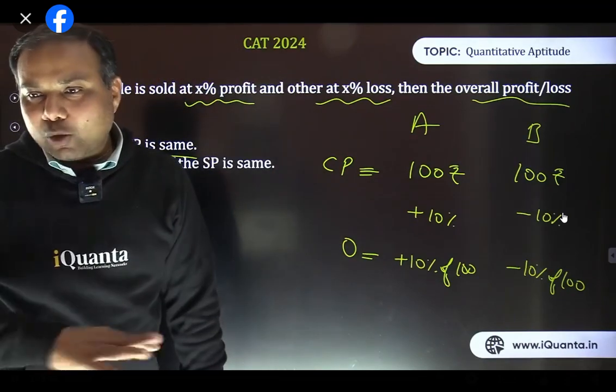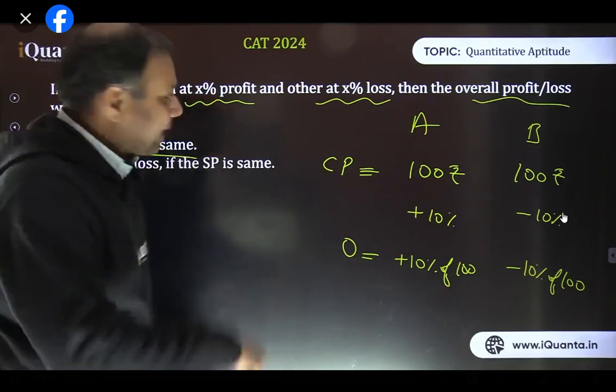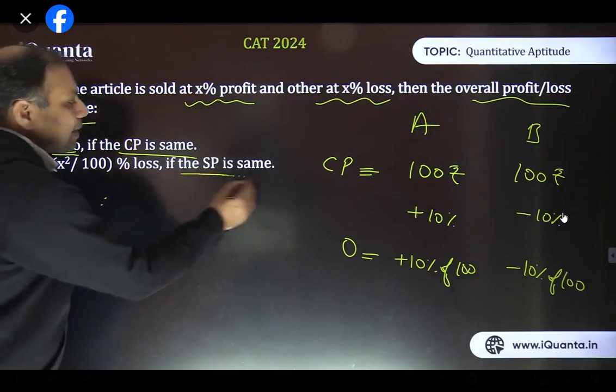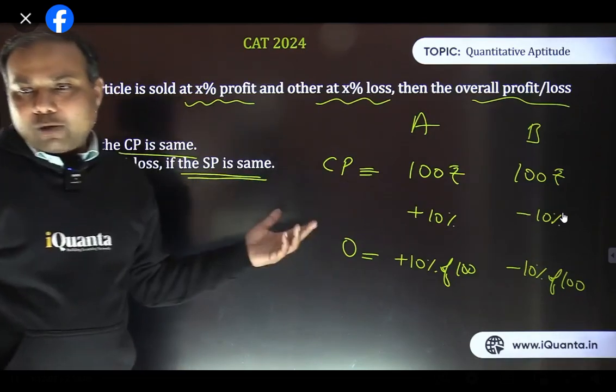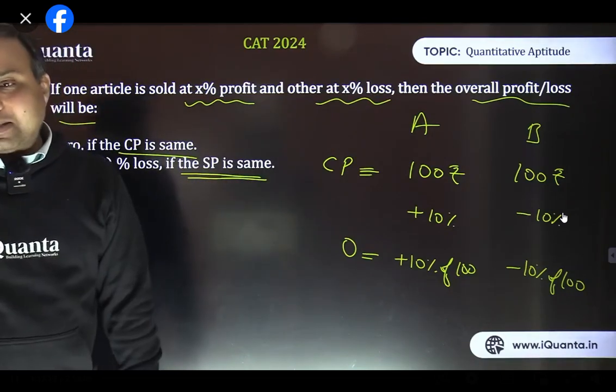Yes, jitna gaya utna aaya. No loss, no profit. Yes, fine. That's the thing. Now the second special case: if selling price is same. Now cost price is not same. I don't know about cost price, but selling price is same. What happens in that case?